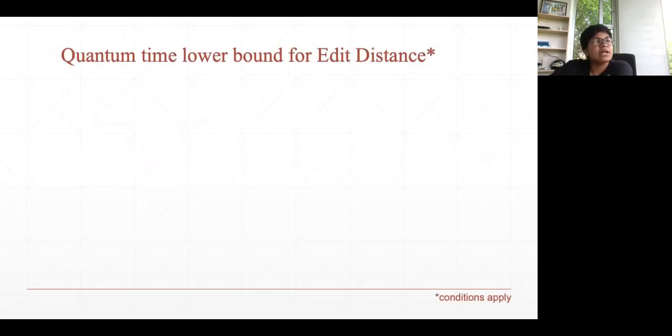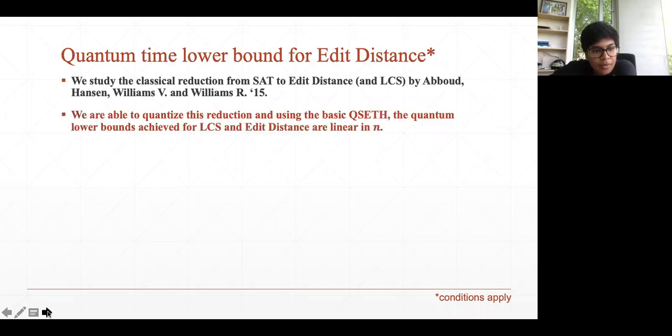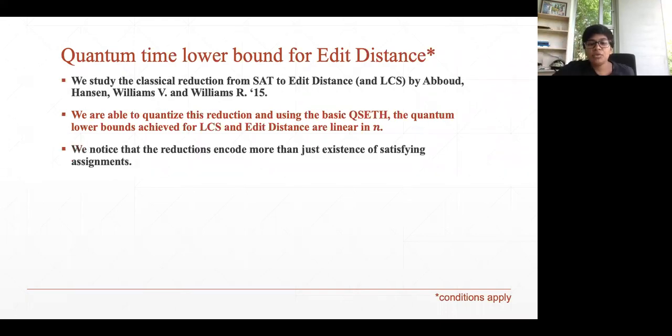And using this kind of technique, we were able to give a quantum time lower bound for edit distance. How we do that is we study the classical reduction from satisfiability to edit distance and LCS by Abboud et al., a result given in 2015. And then we were able to quantize this reduction easily. And using basic QSET, like I had told you earlier, we were able to give a linear lower bound for this problem.